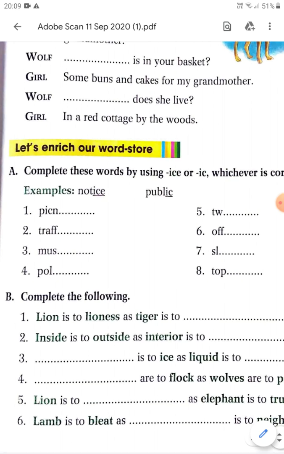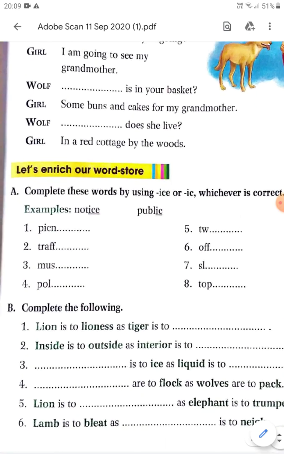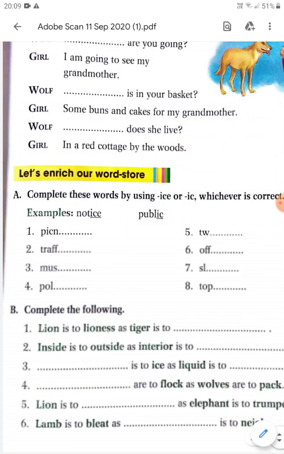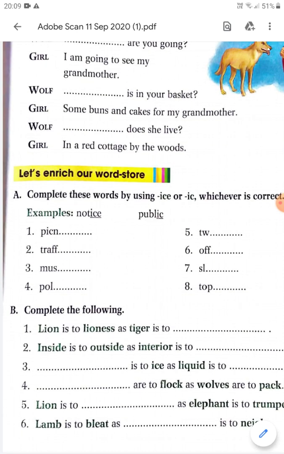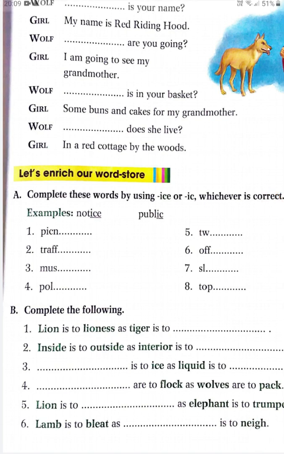So these exercises are so fun to do, no? First you must try on your own, then check with my answer sheet. You will love doing them. Lion is to lioness as tiger is to, what is the relation between lion and lioness? Male, female. If tiger is a male, we have to find the female of it. Tigress.